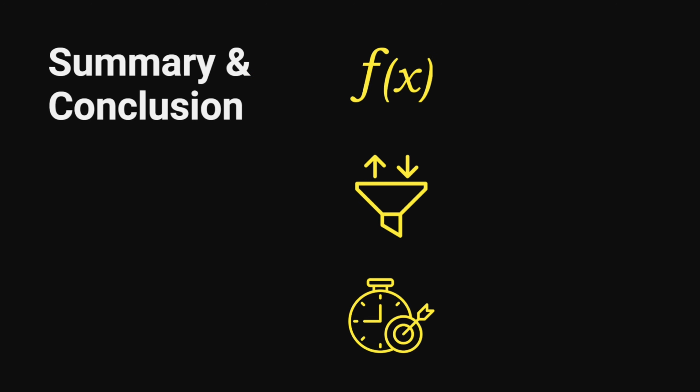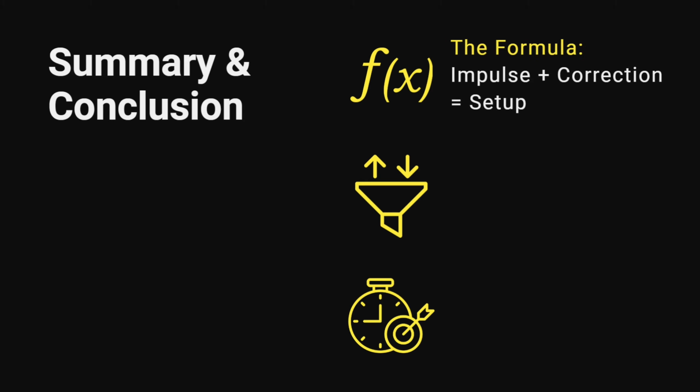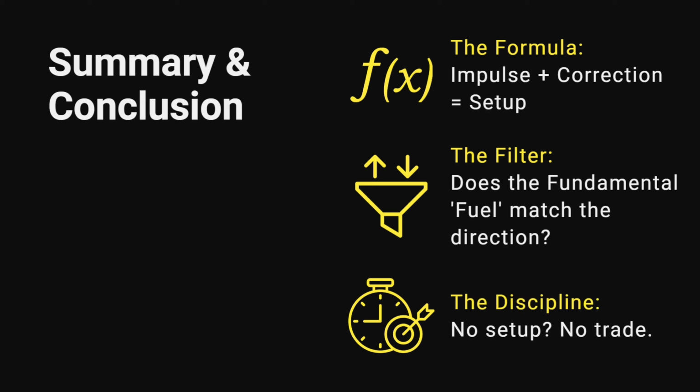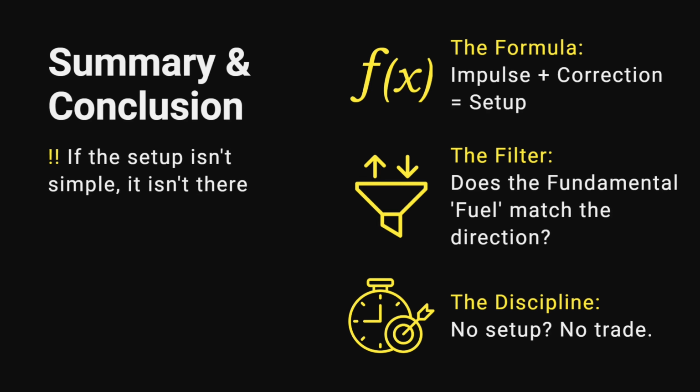Price moves because humans react to events. We look for the impulse to see where the big money is going. We wait for the correction to find our lower risk entries. We use fundamentals to confirm our bias. That is basically how price patterns emerge. And we stay disciplined for price action confirmation. If the setup isn't simple, it isn't there.